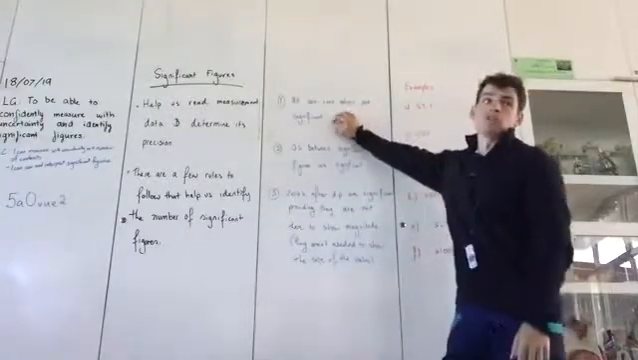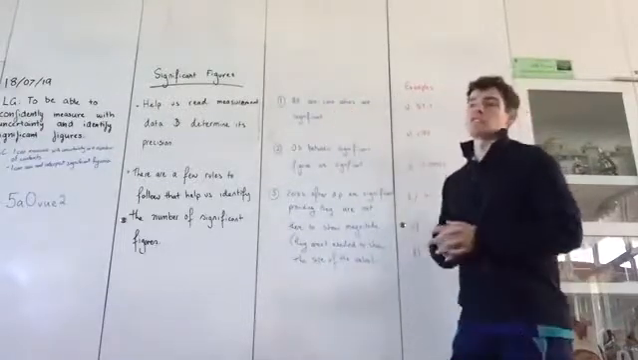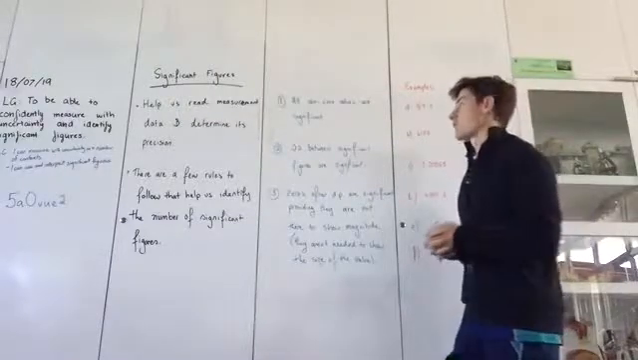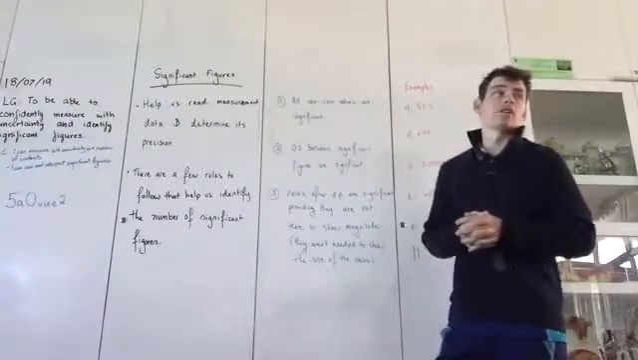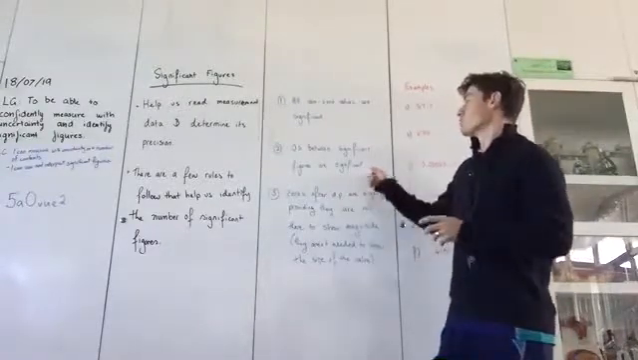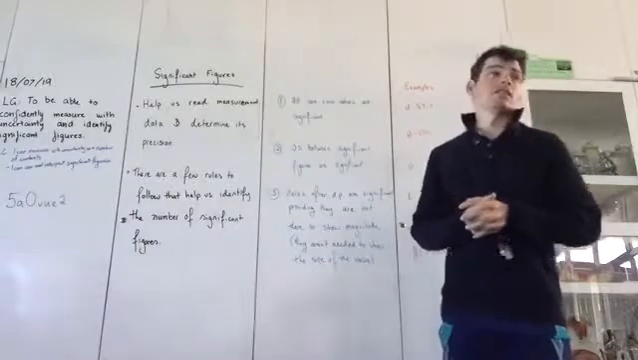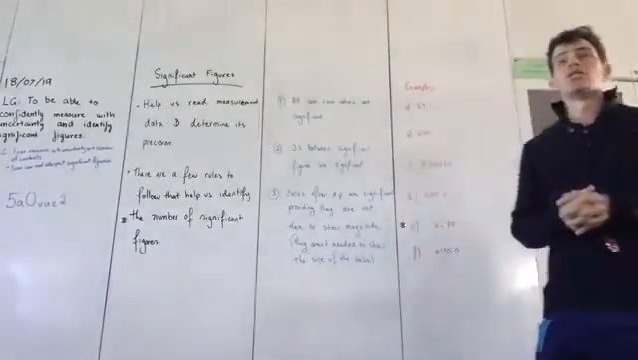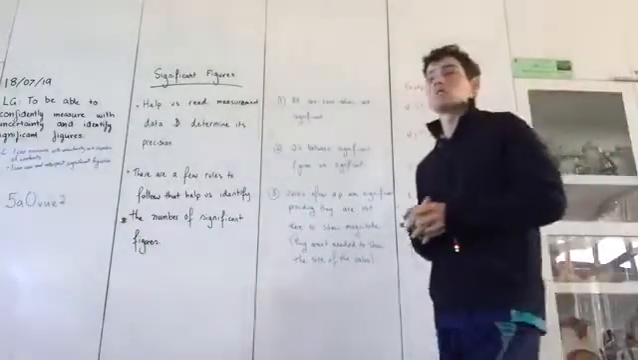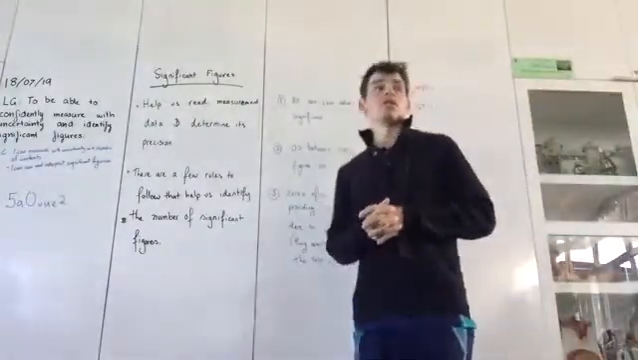First of all, most importantly, all non-zero values are significant. So if you see a 1, 2, 3, 4, 5, 6, 7, 8 or a 9, they are all significant values. Clear? All zeros between significant figures are significant. So if I have the number 601, the 0 between the 6 and the 1 is a significant value. Are we clear?